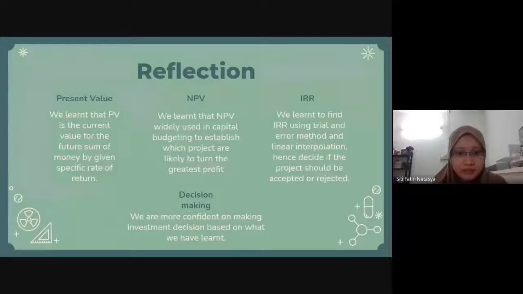From all these three, we are more confident in making investment decisions based on what we have learned.